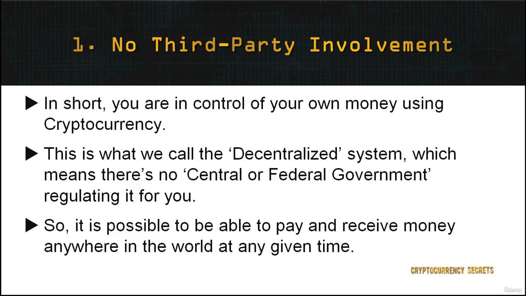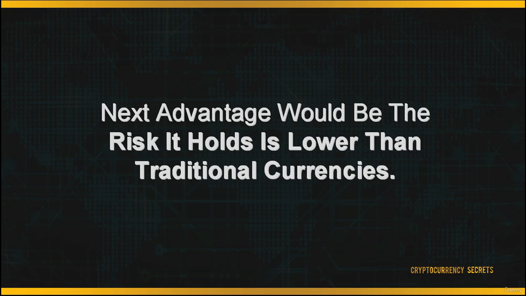This is what we call the decentralized system, which means there's no central or federal government regulating it for you. Your transaction is practically immune to any influence from your government and its distinct manipulation. So, it's possible to pay and receive money anywhere in the world at any given time. That transaction is done with minimum processing fees, thus preventing users from having to pay extra charges from banks or any financial institutions. The next advantage would be that the risk it holds is lower than traditional currencies.